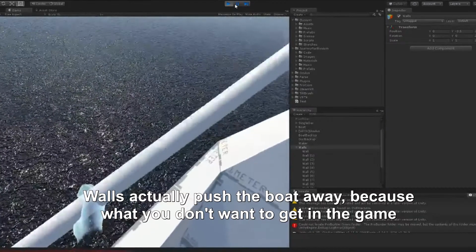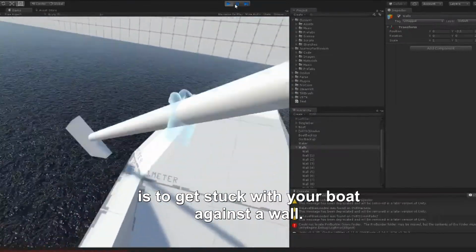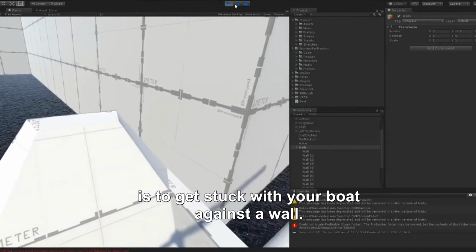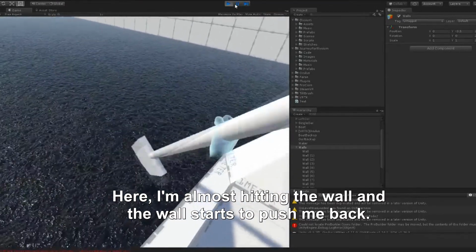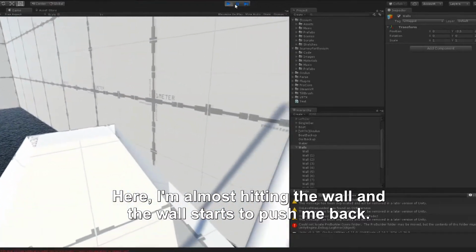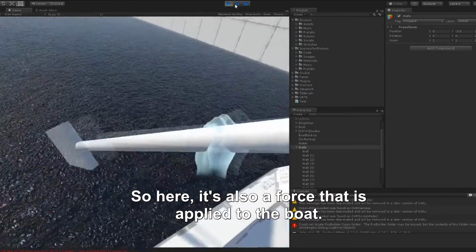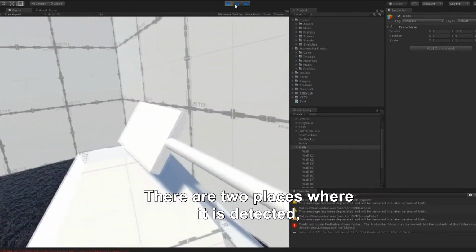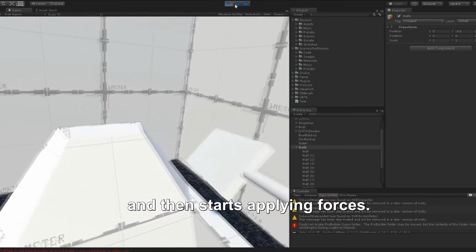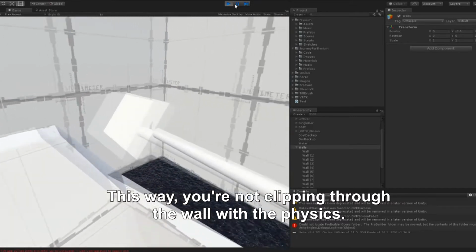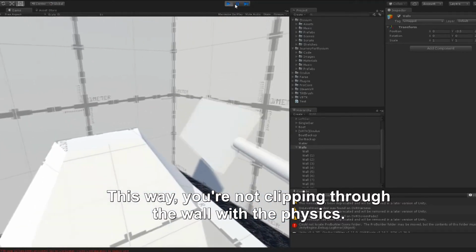Walls actually push the boat away, because what you don't want to get in the game is to get stuck with your boat against the wall. See here, I'm almost hitting the wall, and there the wall just started to push me back. So here it's also a force that is applied to the boat. There are two places where it detects it: the front of the boat and the back of the boat, and then it starts applying forces. This way, you're not going inside the wall with the physics, which is always possible in a game engine, of course.